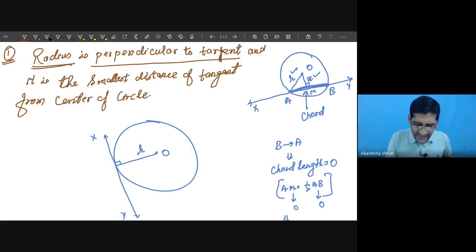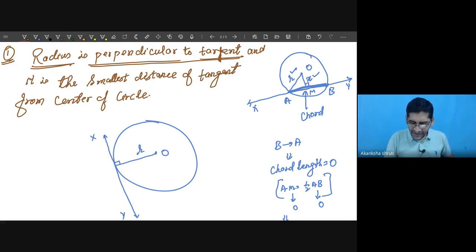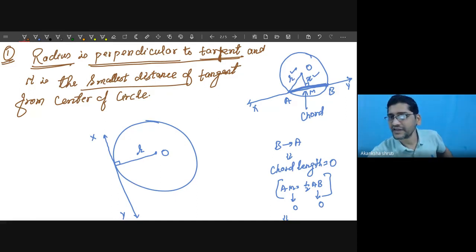If we draw a tangent to a circle, then the radius will be perpendicular to that tangent. And if we are talking about the distance of this tangent from the center of the circle, it is the same as the radius. The tangent cannot come closer to the center of this circle than this radius. So the closest distance of this tangent, or the smallest distance of this tangent from the center, is the radius itself. So this thing we have to keep in mind.